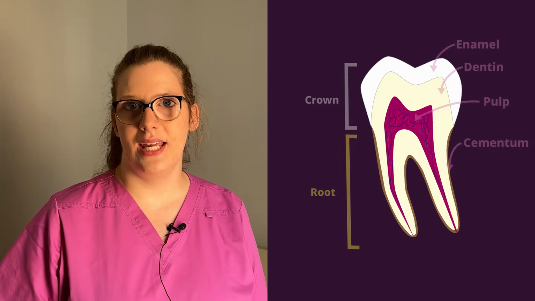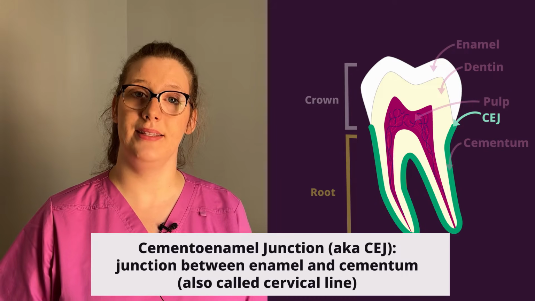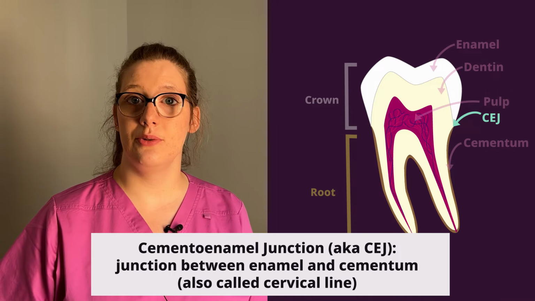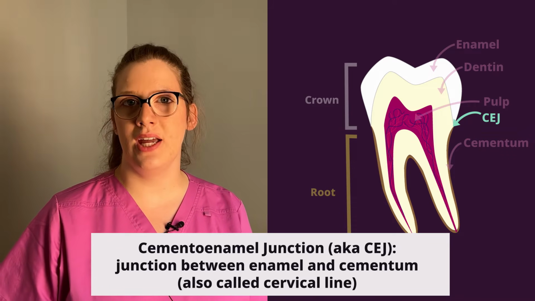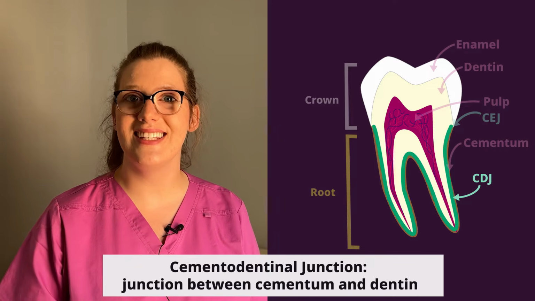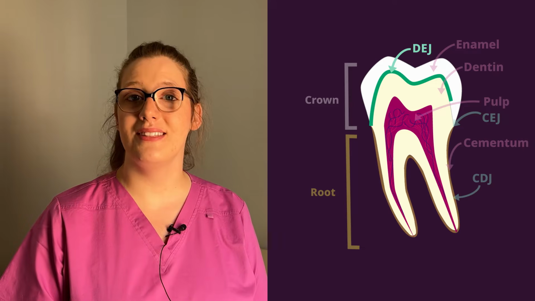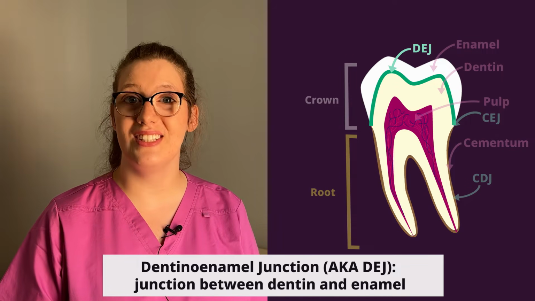There are specific names for where some of these tissues meet each other. So where the enamel meets the cementum, that's called the cemento-enamel junction, abbreviated to be the CEJ. The CEJ can also be called the cervical line. Where the cementum and dentin meet, that is the cemento-dentinal junction. Where the dentin and enamel meet is the dentino-enamel junction, also called the DEJ.